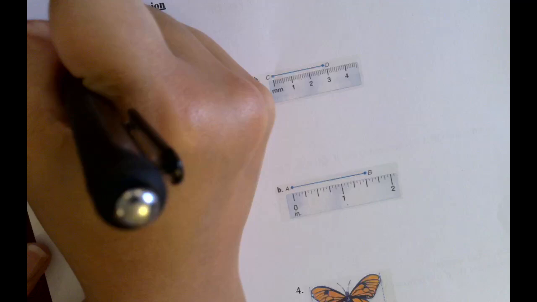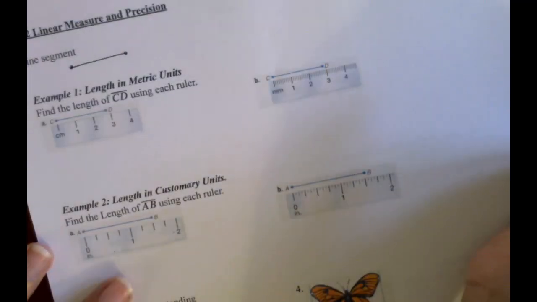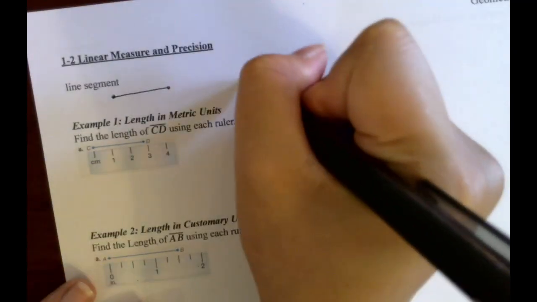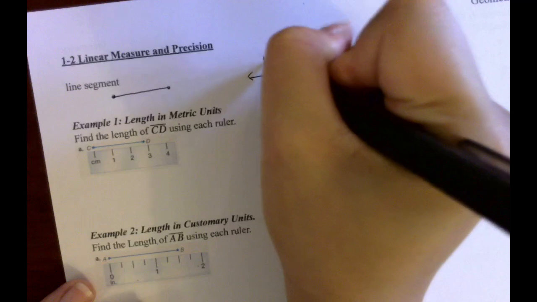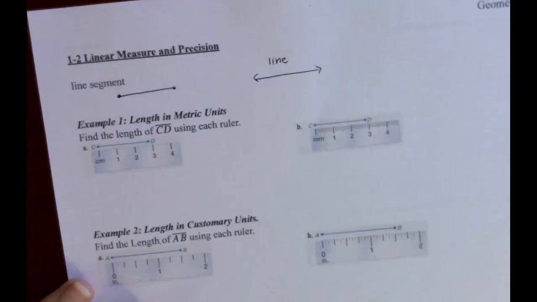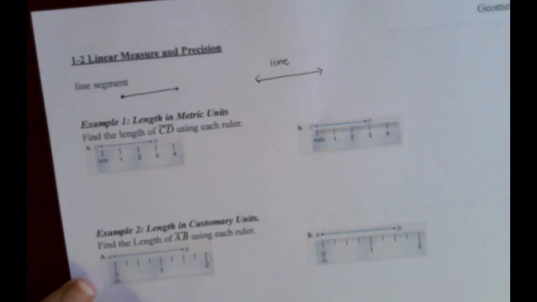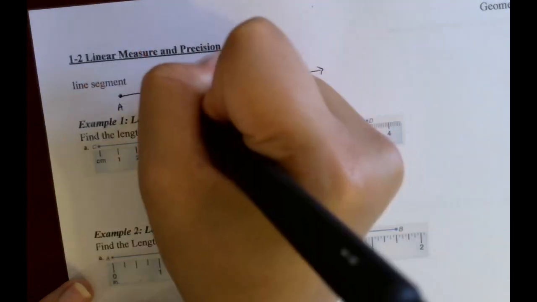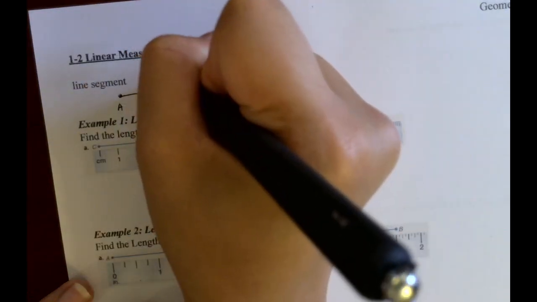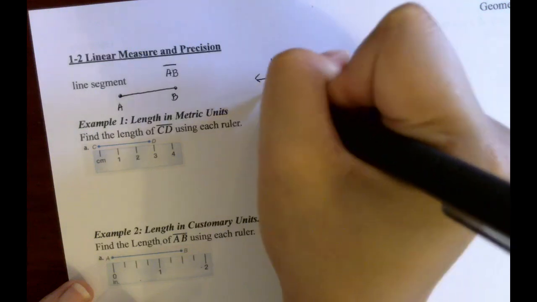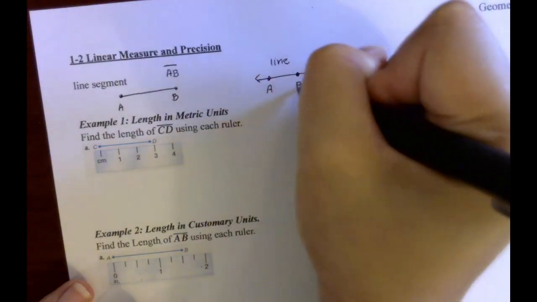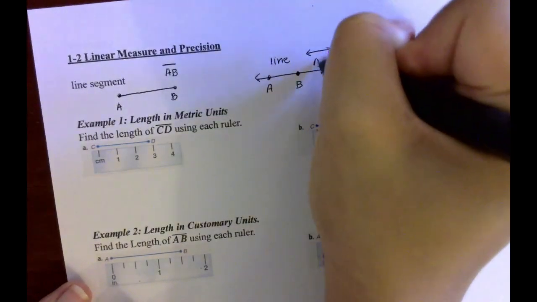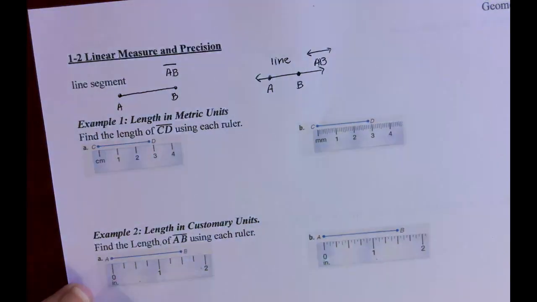So the difference between a line and a line segment, your line segment should look like this. It has two endpoints, versus your line looks like this, and it goes on forever in two directions. The symbol for a line segment is this. So if I write line segment AB, versus if I had a line like this, it would be written with this symbol on top.